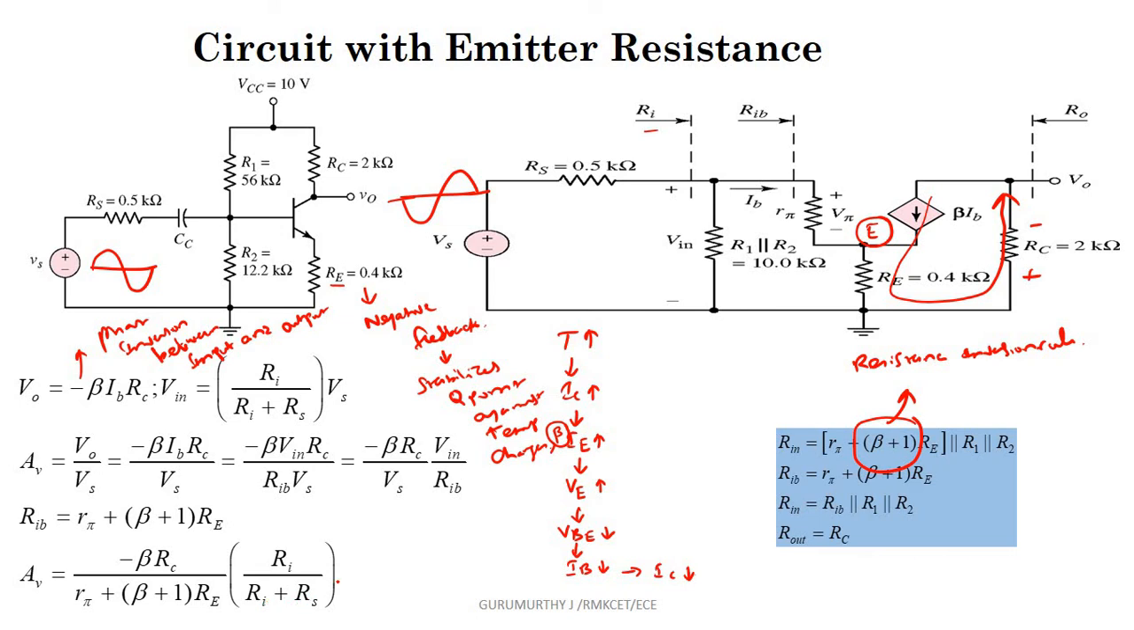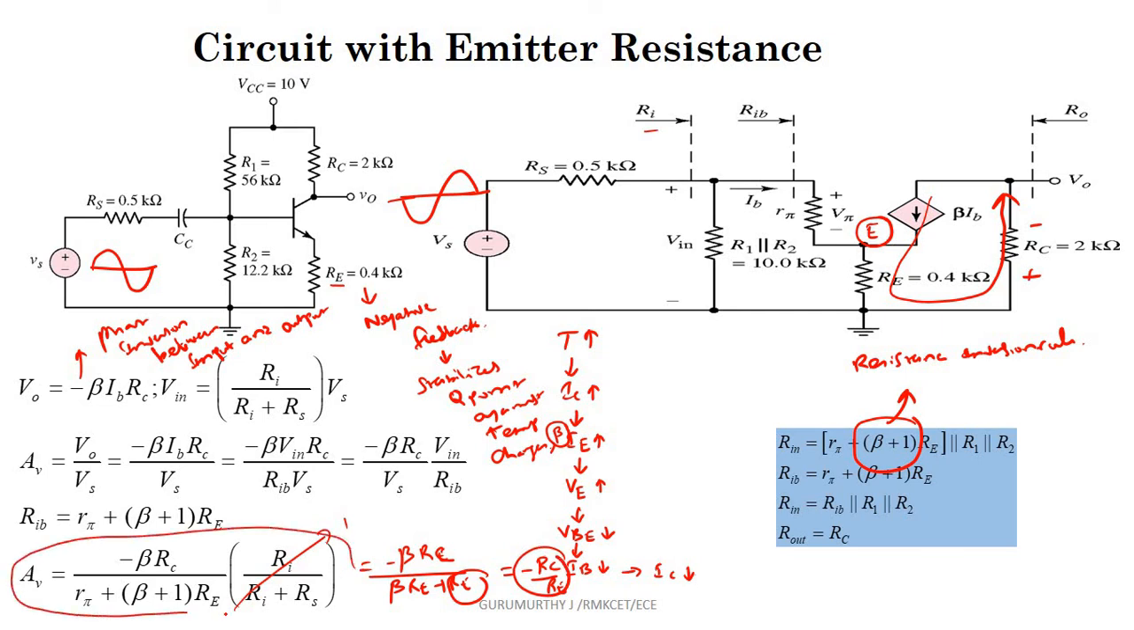If you make the approximation, this Rs will become much smaller, so the whole term will become equal to 1, and you will have minus beta Rc over R pi plus (beta plus 1) into Re. So this R pi tends to be much smaller, and if you write it, it is minus beta into Rc divided by beta Re plus Re. So again this Re tends to be much smaller, so it is approximately equal to Rc over Re. So this gain is the approximate gain, and this is the exact gain of this amplifier.